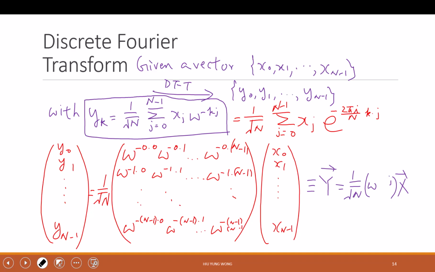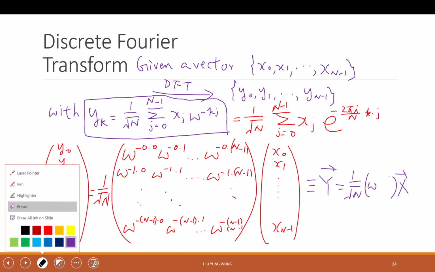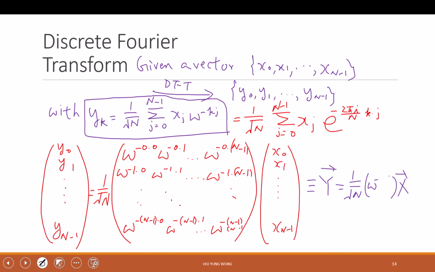What is the meaning of this? We talked about this before as a shorthand, right? When I just say that the matrix is just a parenthesis and then a number. What does it mean? It means the kth row, jth column element is omega negative kj. That's the element.